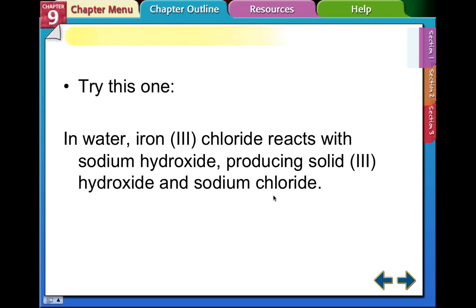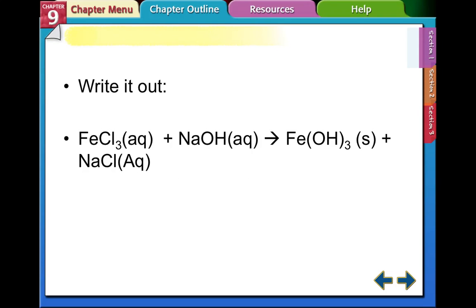Okay, now this one you get to try on your own. In water, iron 3 chloride reacts with sodium hydroxide, producing a solid, iron 3 hydroxide, and sodium chloride. Okay, so let's write it out. We have iron chloride reacts with sodium hydroxide, aqueous because it's in a water solution, yields iron hydroxide plus sodium chloride. Now you have to balance.